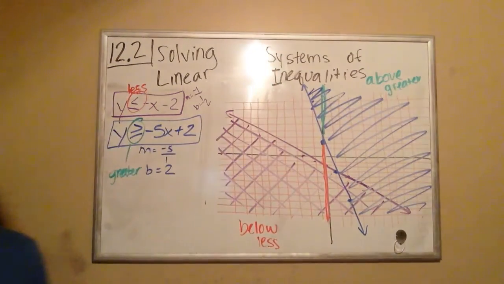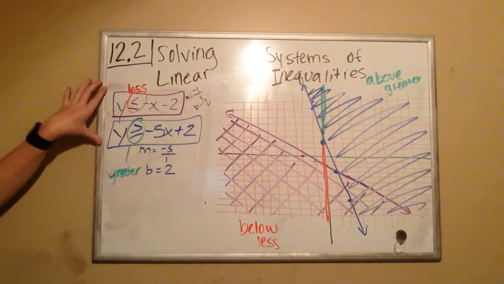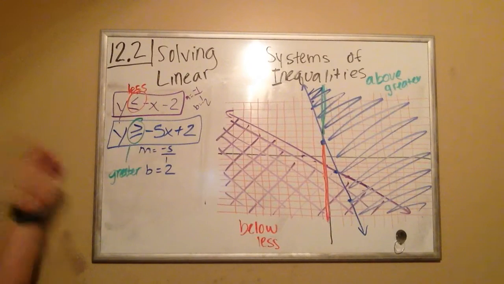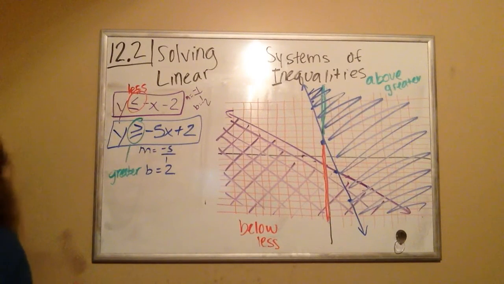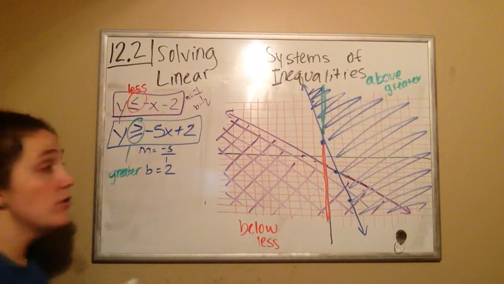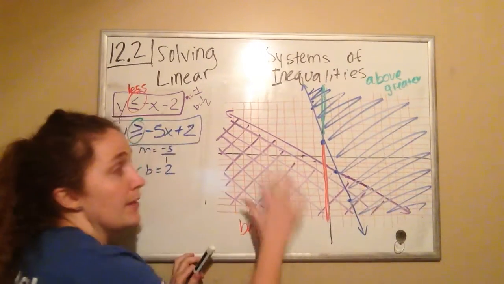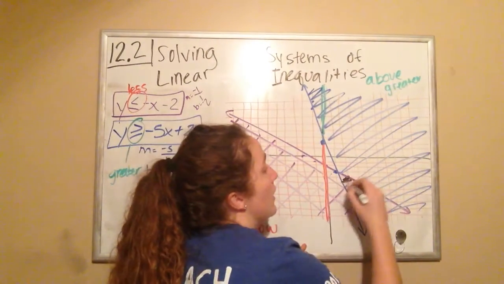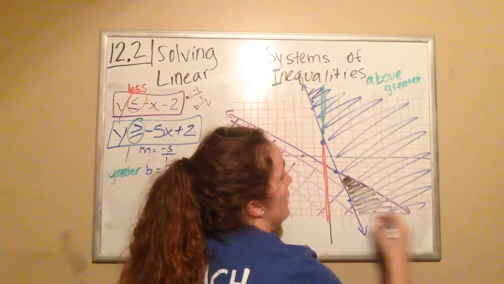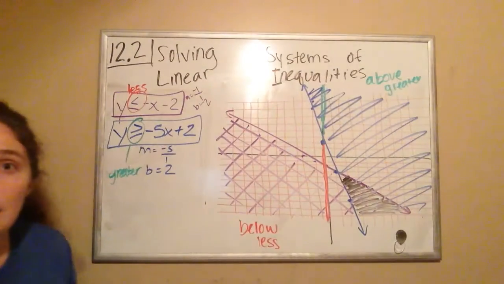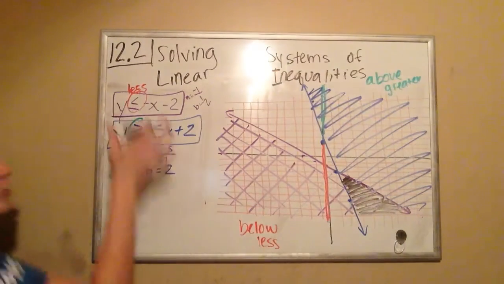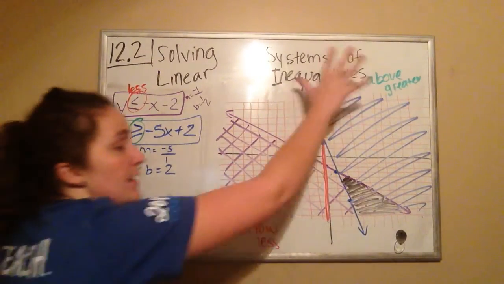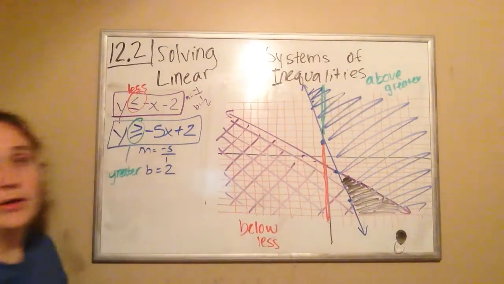Okay, so when I am solving this system, two equations, a system of linear inequalities, there's only one part that's actually my solution. The only part that is my solution is where the blue shading and the purple shading overlap. So this right here is the only part that is a solution to my system of inequalities, because it has blue and purple.